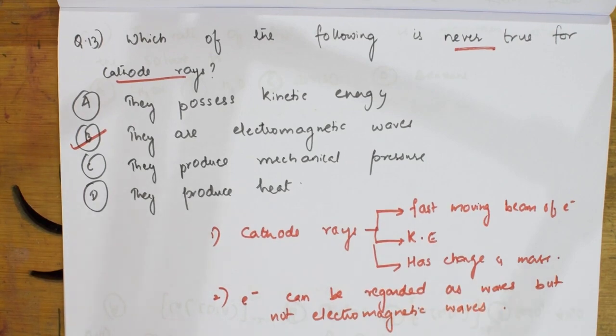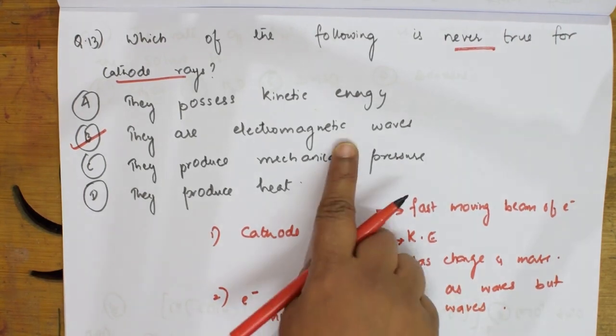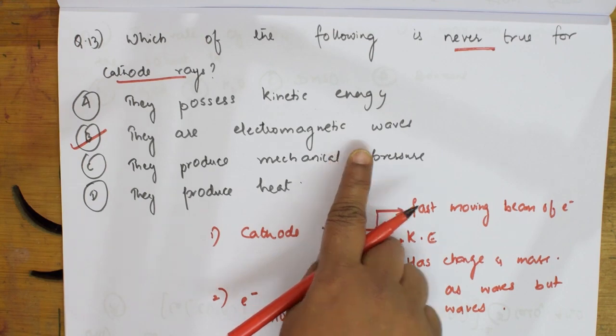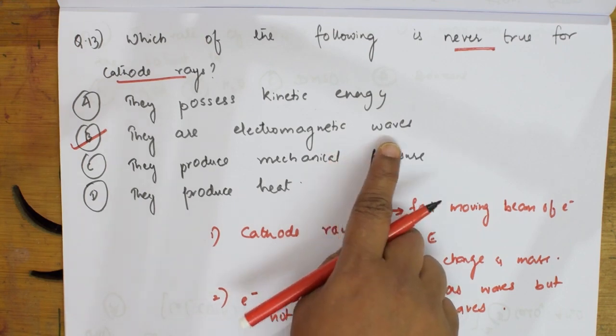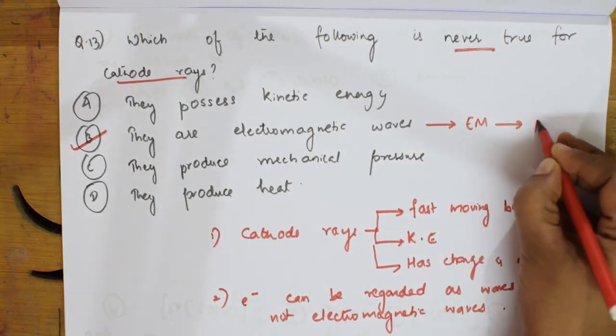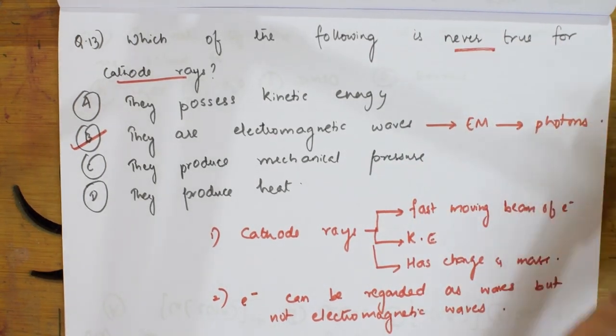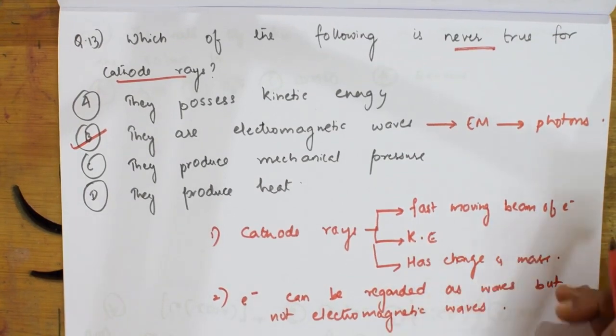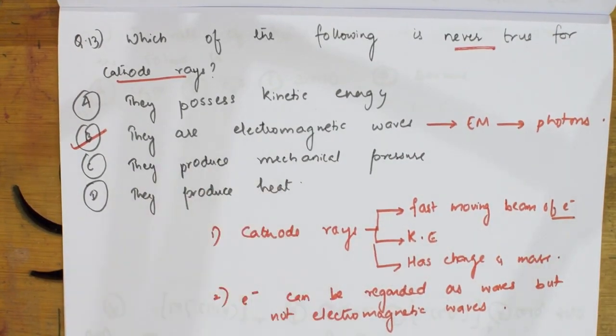Why? EM waves, or electromagnetic waves, what do they contain? Basically, electromagnetic waves are made up of only photons, isn't it? But here, cathode rays are made up of electrons. That's why option B is not true for cathode rays. So remember, cathode rays contain electrons. EM waves contain photons. Hence, the second statement is not true for cathode rays.